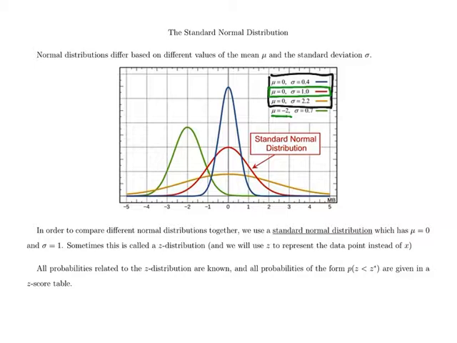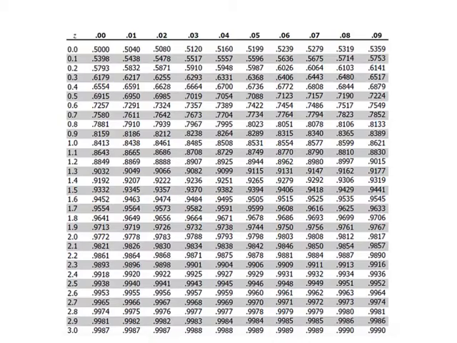So the good thing about a standard normal distribution is that all probabilities related to the z or standard distribution are known, and all probabilities of the form z less than z star, so that is just any number here, are given in a z-score table. So in this chapter, in this material, we are going to be using a z-score table to find probabilities.